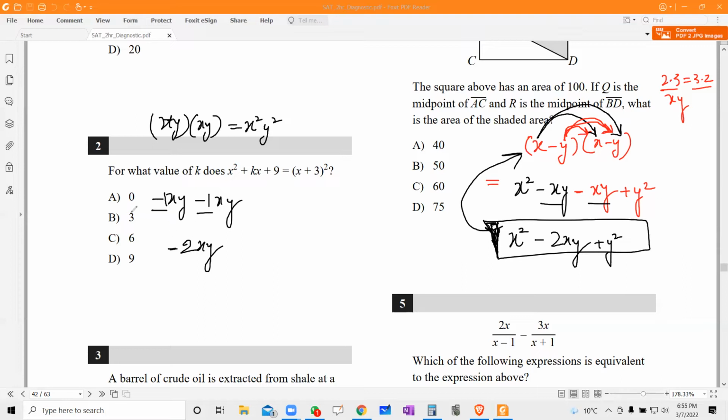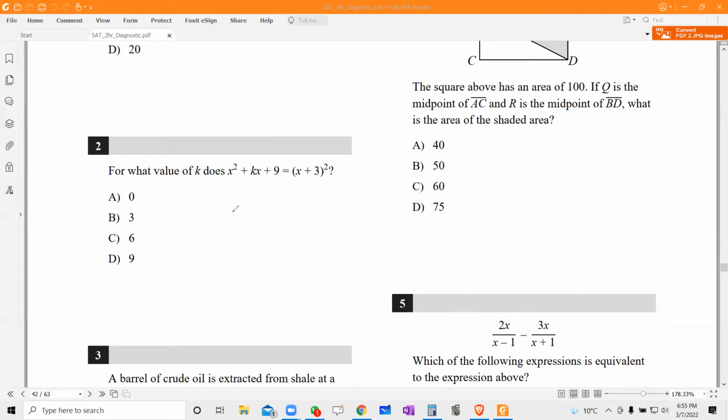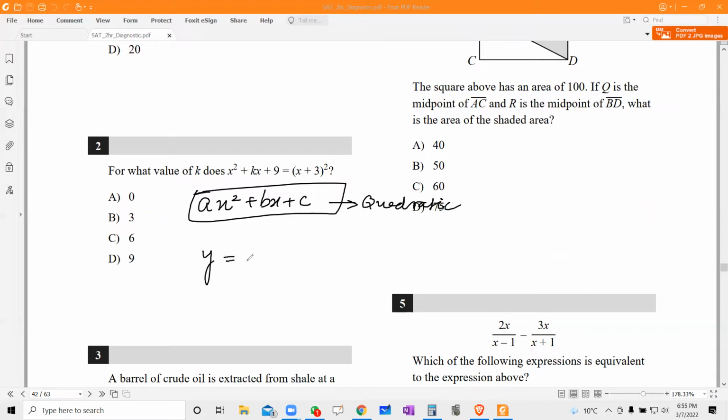So this was question number 2, but the quadratic equation is very important. That is of the form ax squared plus bx plus c. This is called the quadratic equation. And the second equation is y equals mx plus b. This is called the linear equation.